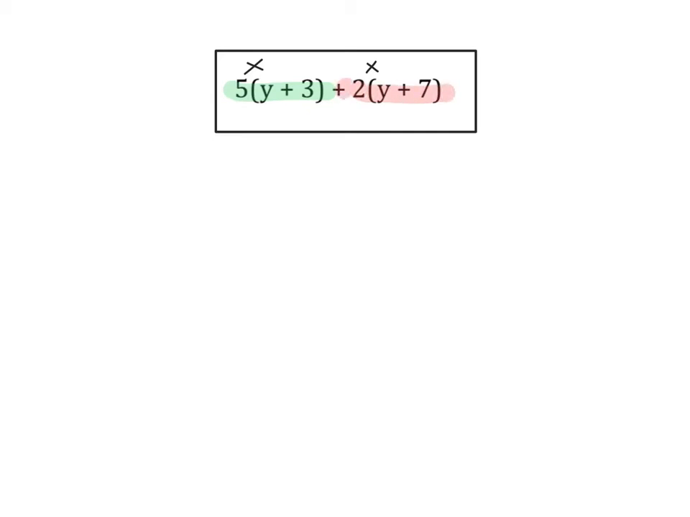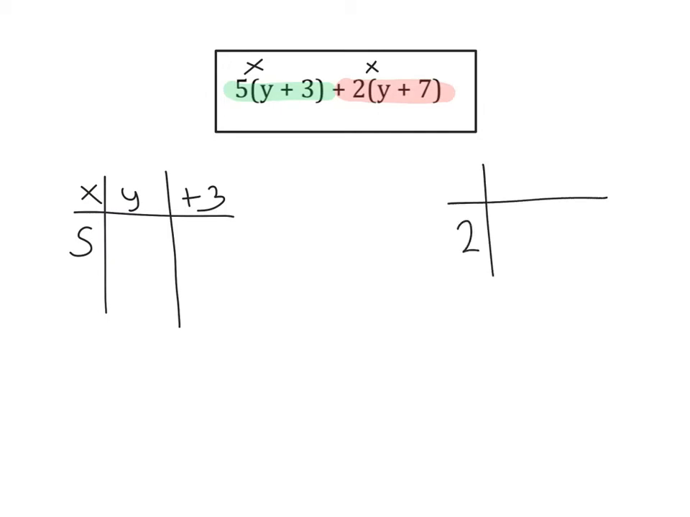And importantly for that second one, you include the symbol in front, and then you can just add the two grids together once you've done them. So let's have a look at this. So we've got 5 times y plus 3, and we've got 2 times y plus 7.